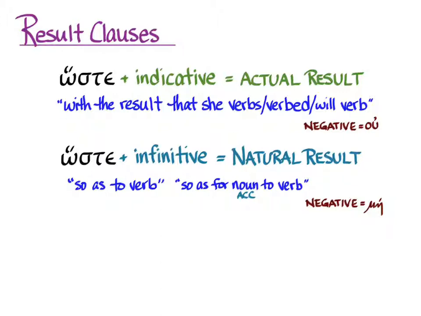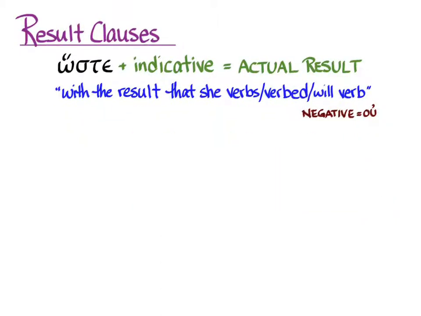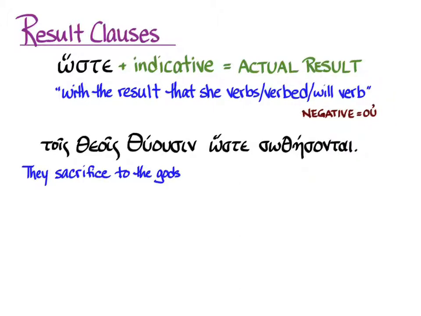Let's see some examples. So, here are a couple actual result clauses. Tois theois thuousin hoste sothesontai. They sacrifice to the gods, that's our main clause, with the result that they will be saved. We know that's what's going to happen. There's no question about it. That's the actual result. Hoste and a future indicative.